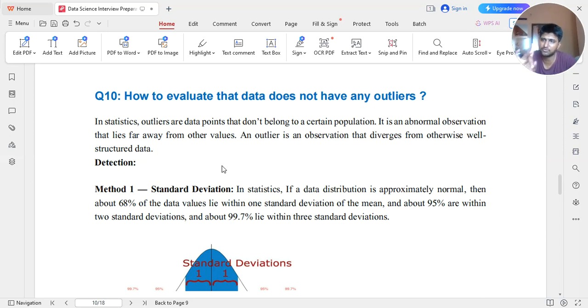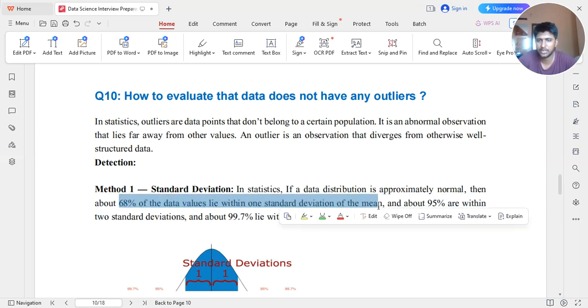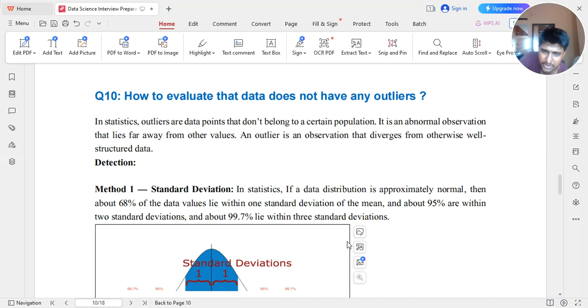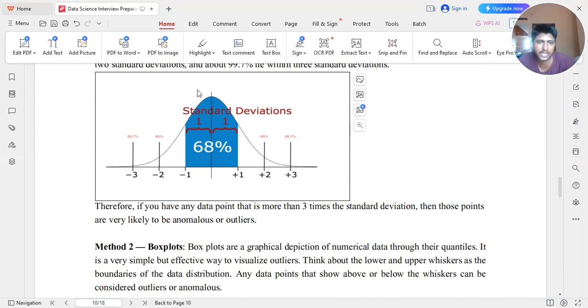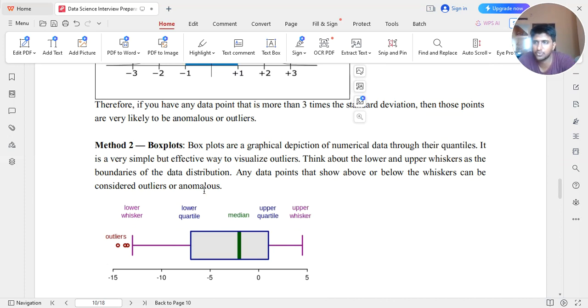Method one is standard deviation. In statistics, if the data distribution is approximately normal, then about 68% of the data values lie within one standard deviation of the mean, 95% are within two standard deviations, and about 99% lie within three standard deviations. So 68% will be lying within one standard deviation in a normal distribution. And method two is the box plot. Box plots are a graphic notation through the quantiles.